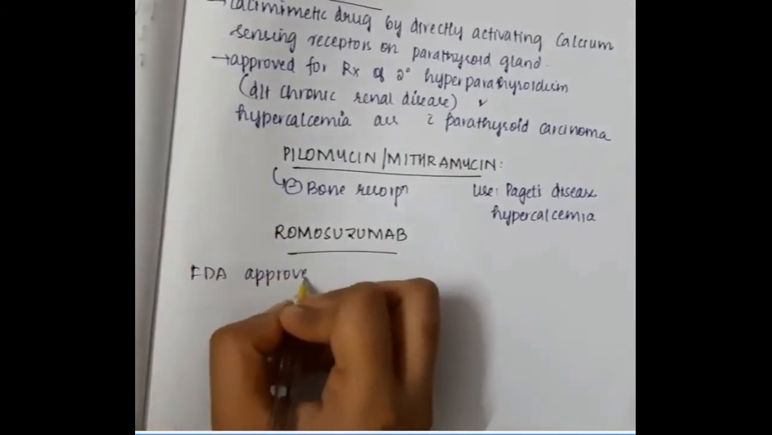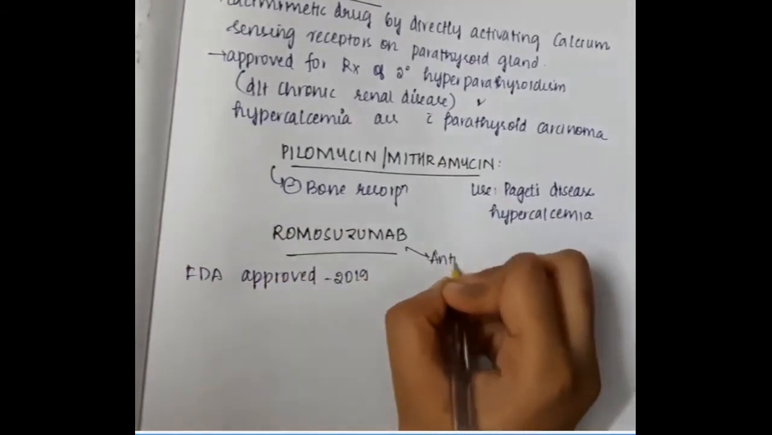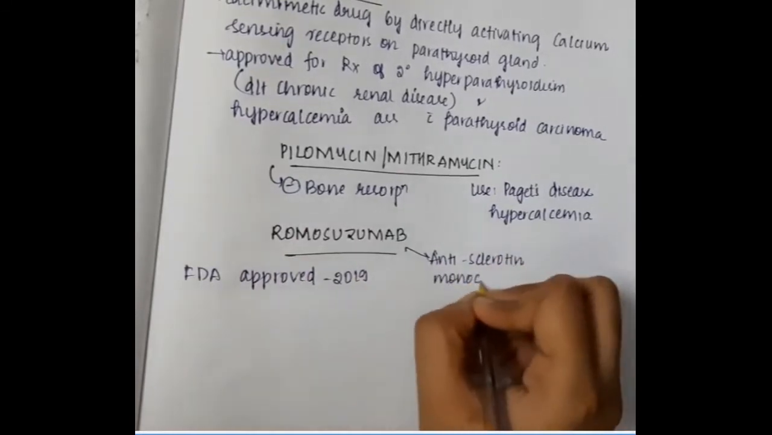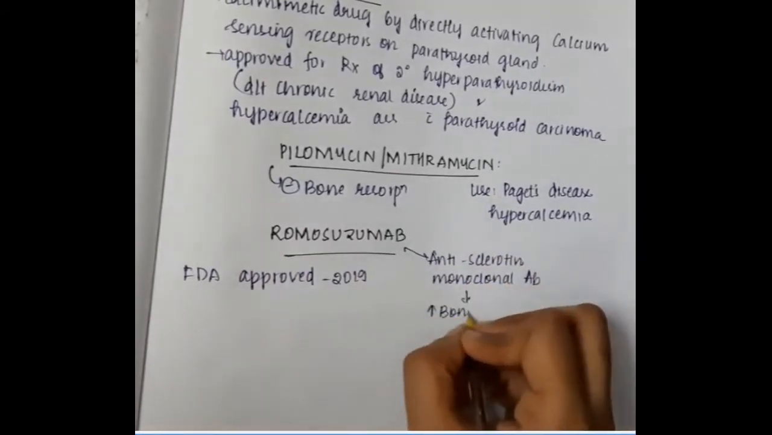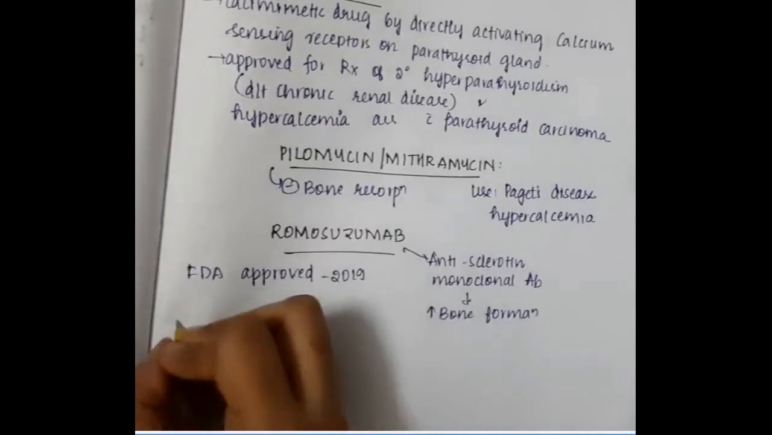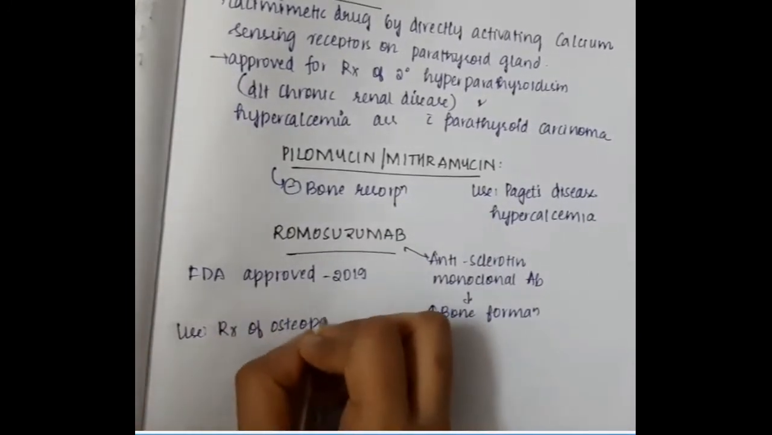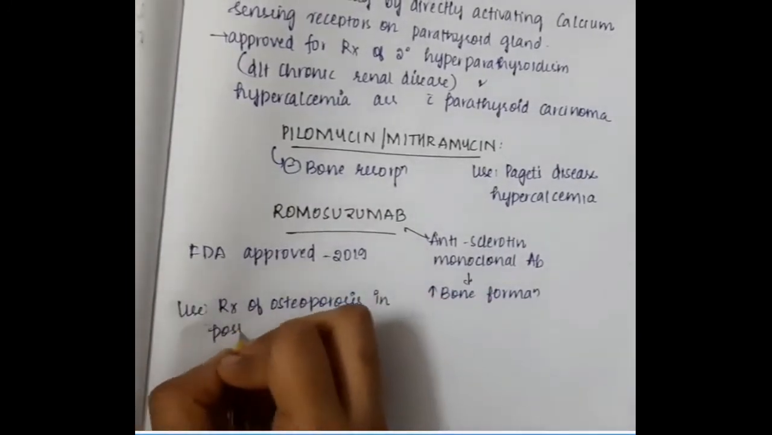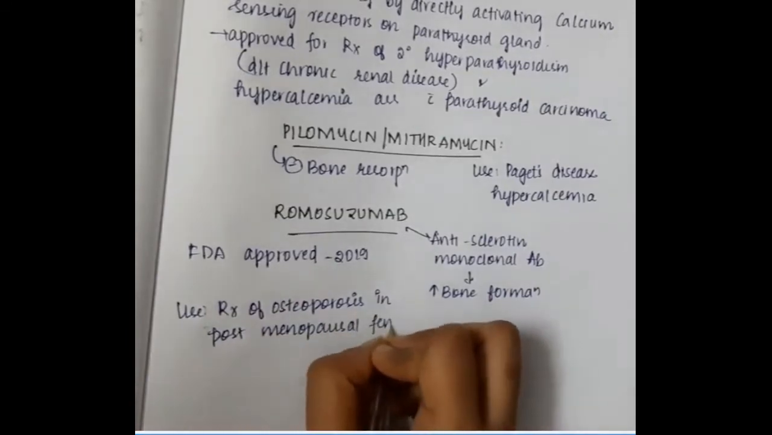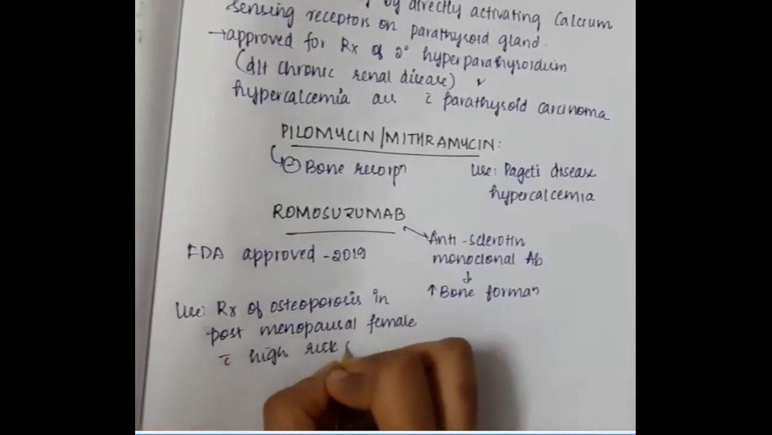Then the next drug is romosozumab. Romosozumab was FDA approved in 2019. It is an anti-sclerostin monoclonal antibody which will increase bone formation. It is used in the treatment of osteoporosis in postmenopausal females with high risk of osteoporosis.